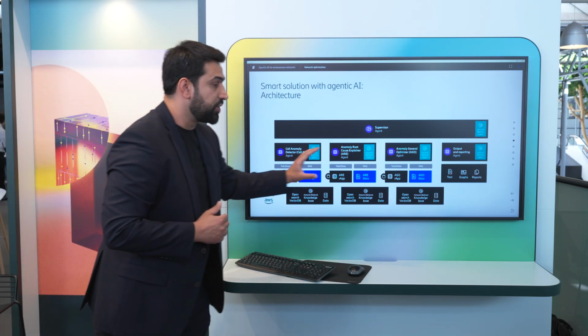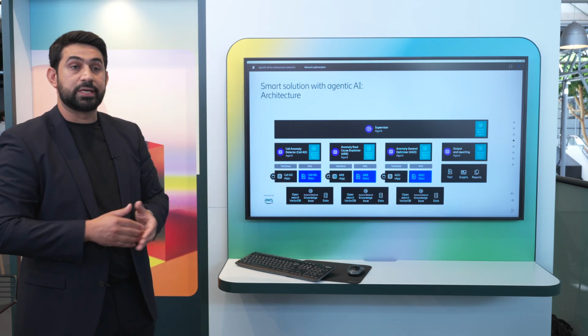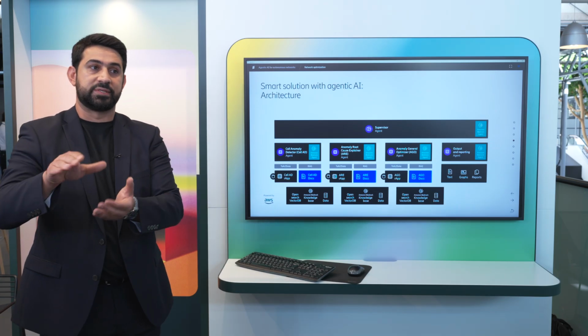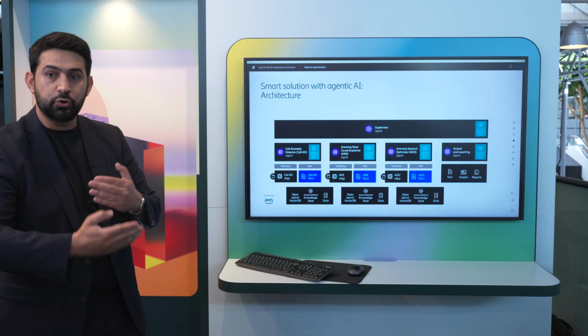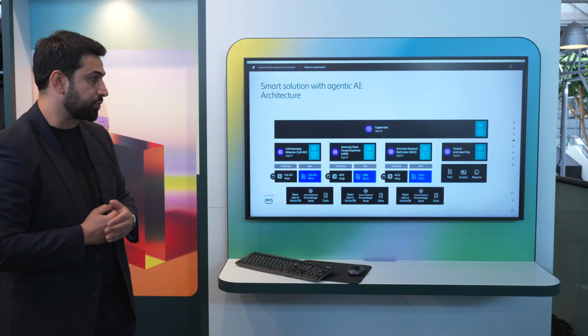So having this agentic architecture will allow us to basically focus on the individual problems. Now we want to automate to the next level. This is where we bring the supervisor agent, the generative AI capability of basically orchestrating these agents in order to allow the network to be continuously evolving in the right direction.